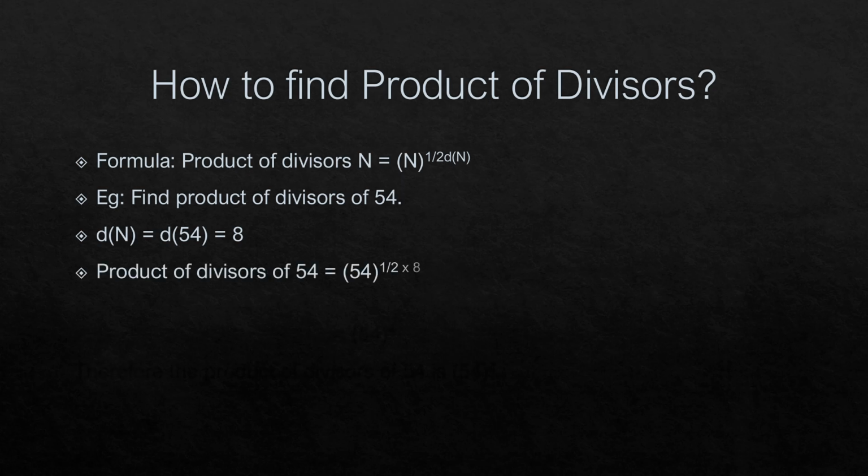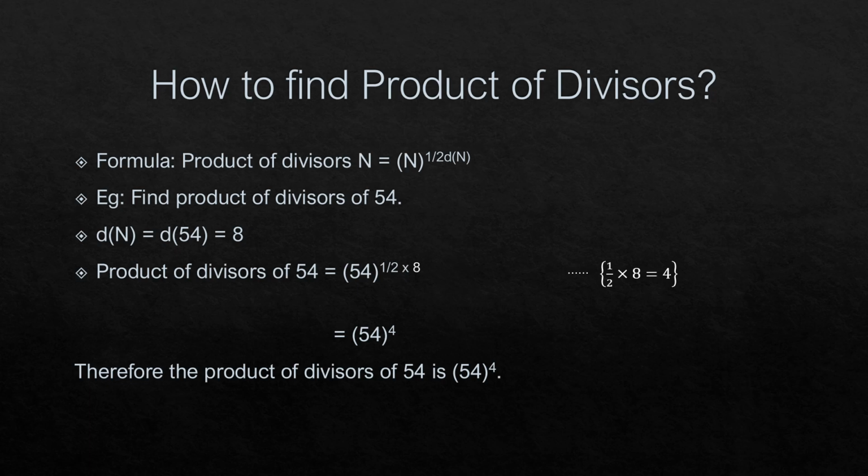So, product of divisors of 54 equals 54 to the power 1 by 2 into 8. Now, we will solve this 1 by 2 into 8. How will we get? 1 by 2 into 8 equals 4. So, equals 54 to the power 4. Therefore, product of divisors of 54 is 54 to the power 4.